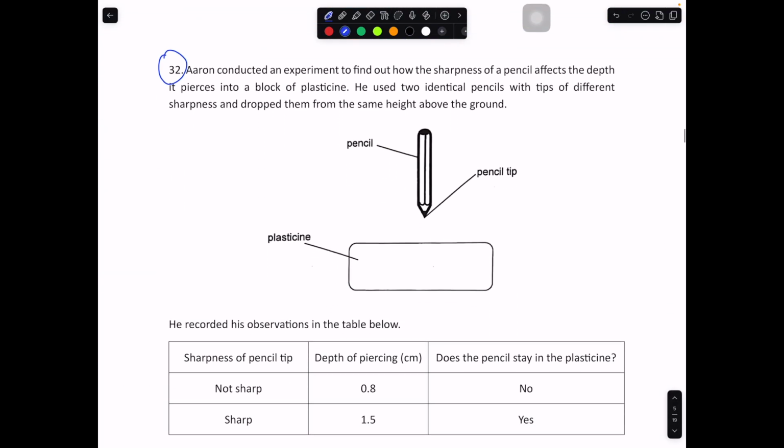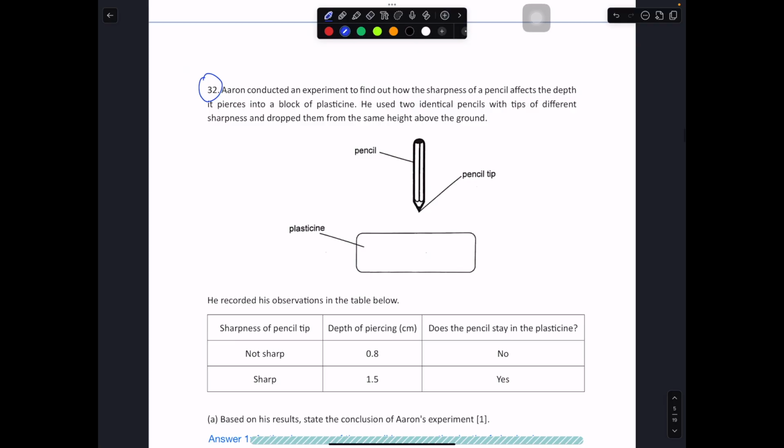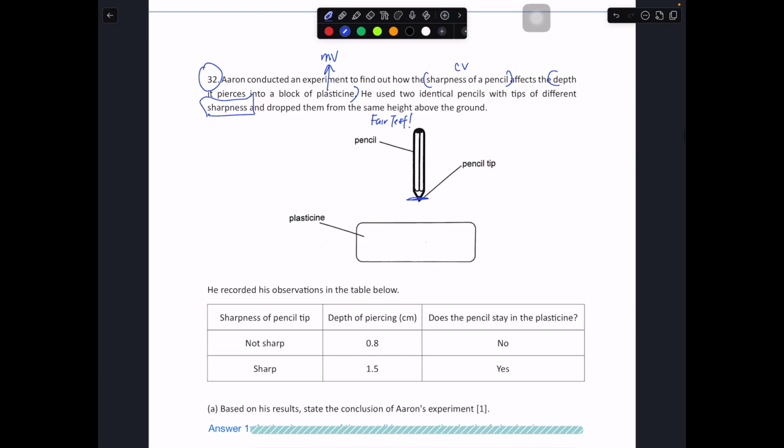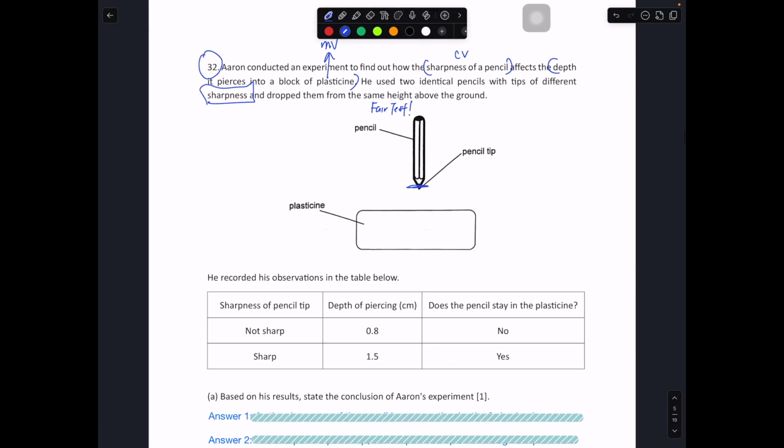Okay, so Aaron conducts an experiment to find out how the sharpness of a pencil will affect the depth it pierced into a block of plasticine. He used two identical pencils with tips of different sharpness, dropped them from the same height above the ground, to ensure that this is a fair test. Okay, he recorded his observation in the table. So not sharp versus sharp.